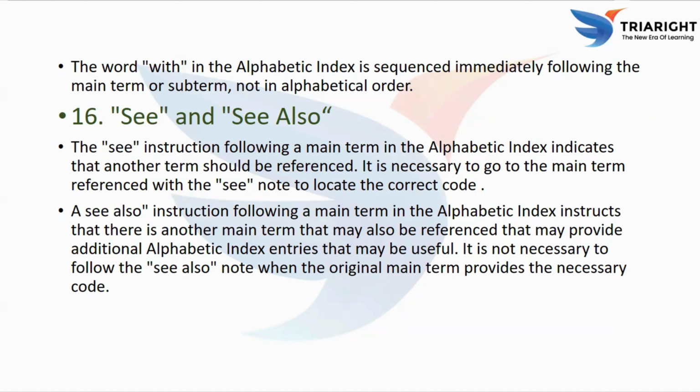"See also" instruction. So what do you mean by "see also" instruction? It means there is another related term that might give you more options or information. You don't have to go there if you already found the correct code. So if the index says ulcer, see also (another term), you can stay under ulcer if it gives the correct code. But if it does not give the correct code, you may also check under the other term. So "see also" equals optional, check for more information if needed.